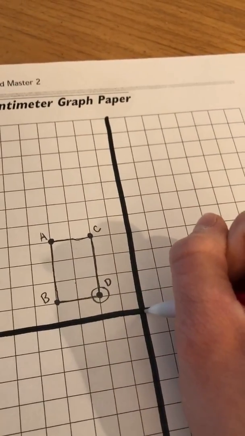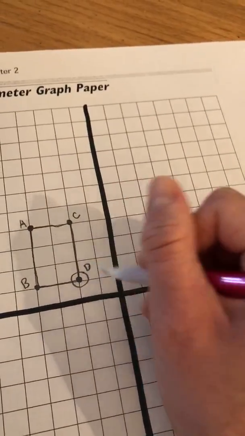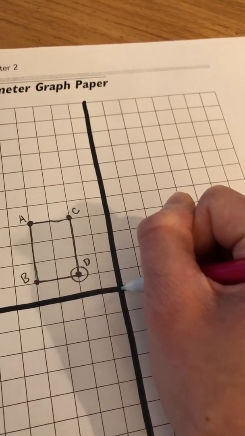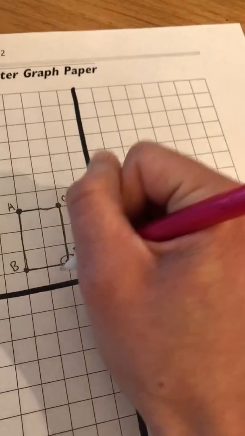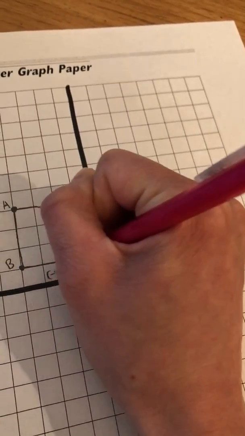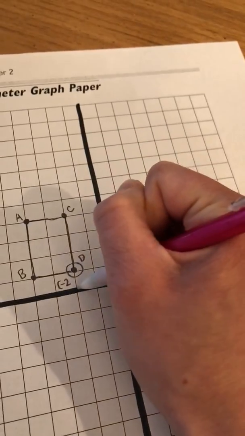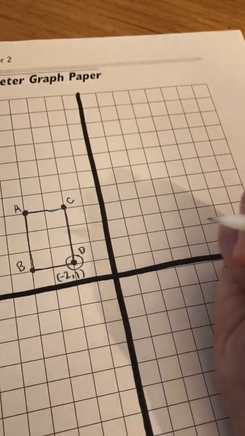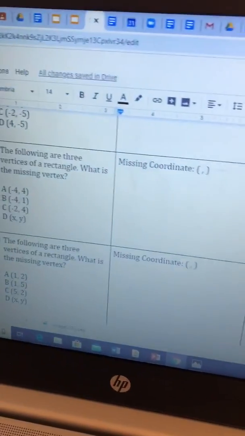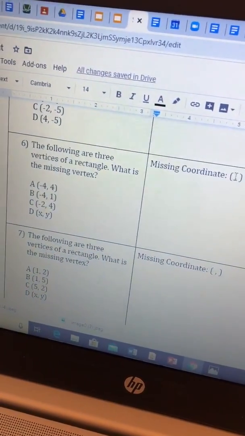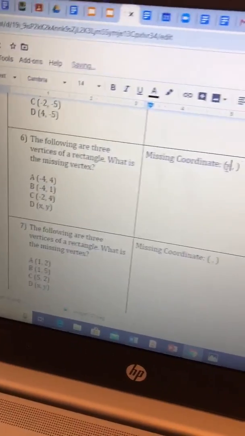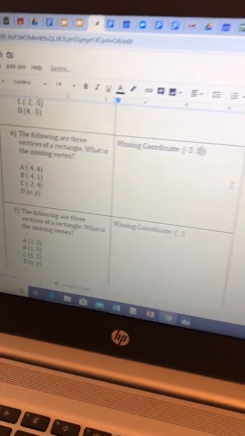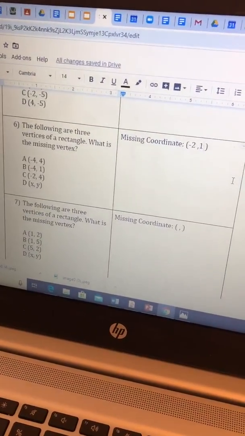To do that, we're starting at the origin. To get to letter D, we're counting to the left 2, so 1, 2. That would be -2, so that's your first coordinate, -2. And then we're going up 1, and because we went up, that's positive, so your coordinates are -2, 1. So we're going back into the assignment, and right here where it says missing coordinate for number 6, we're going to write -2, 1. And that was how you did both types of questions in that assignment.